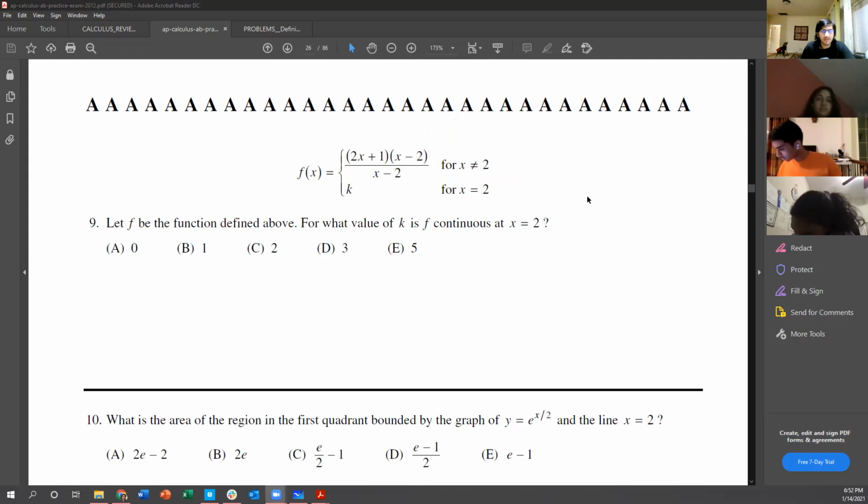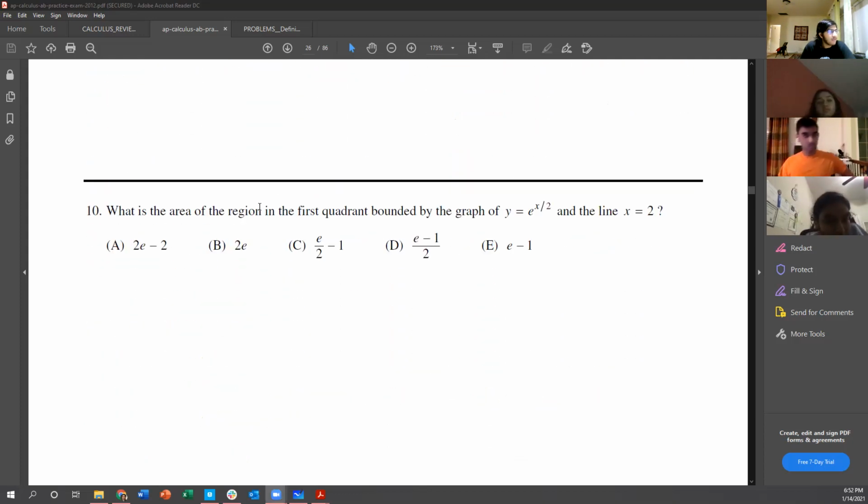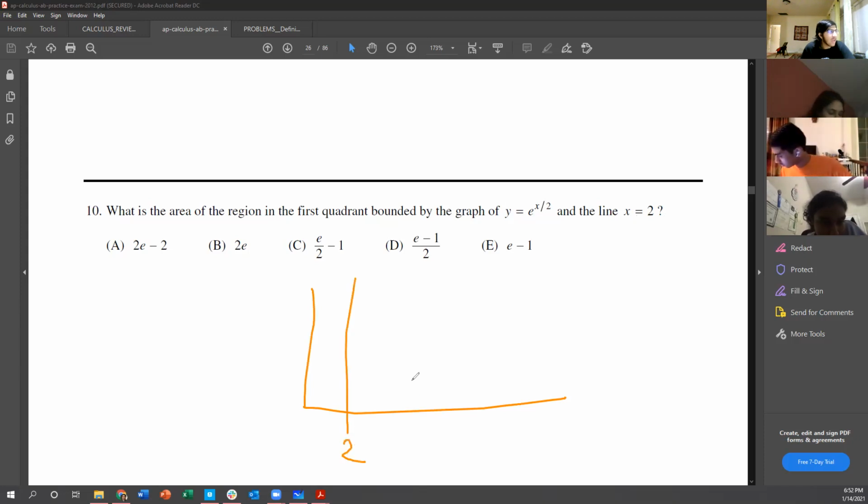Okay, all right. What is the area of the region? So immediately we know it's an integral, bounded by this graph and the line x equals 2. Okay, so we have the line x equals 2, which looks something like this, and we have the graph of e to the x over 2.